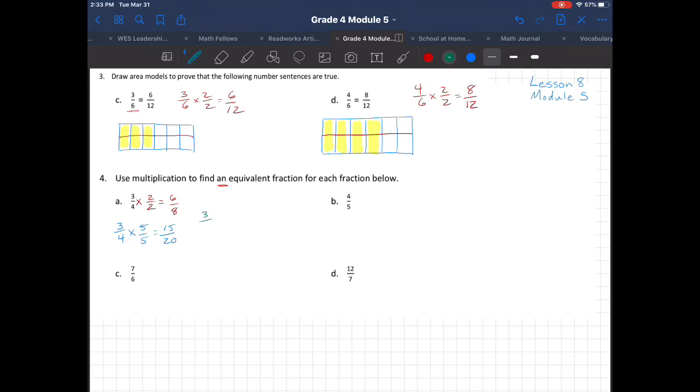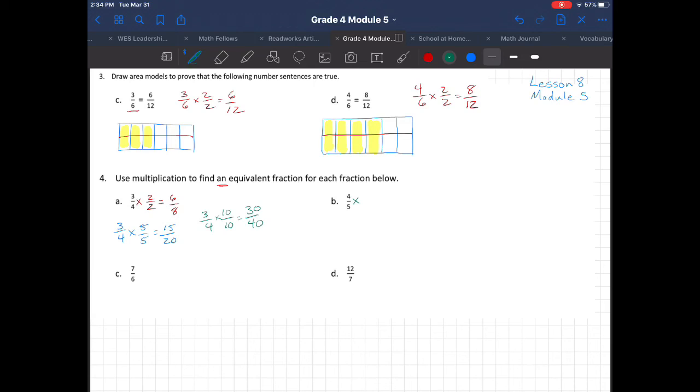Or maybe you did 10 over 10. So any way you do it, as long as you've got the same thing in the numerator and the denominator, you will have an equivalent fraction, which means 3/4 is equivalent to 6/8, which is equivalent to 15/20, 30/40. These are all equivalent. If we drew these out, they would take up the same amount of the rectangle.